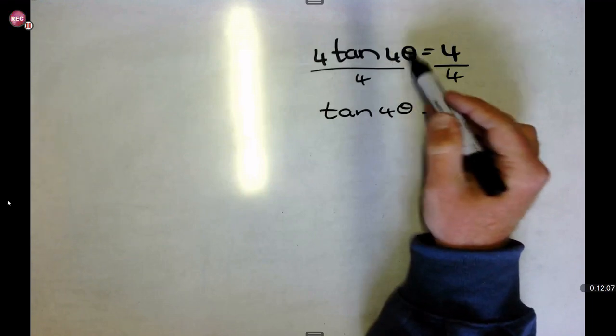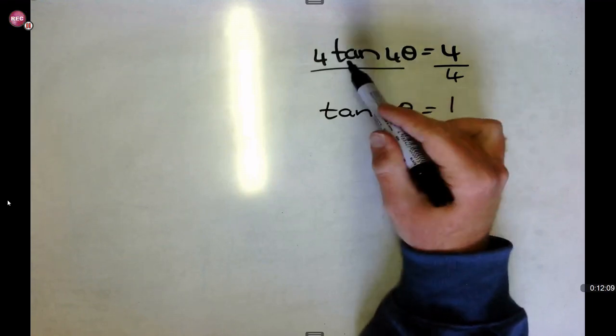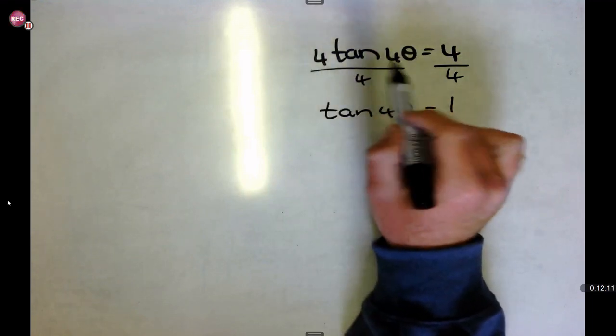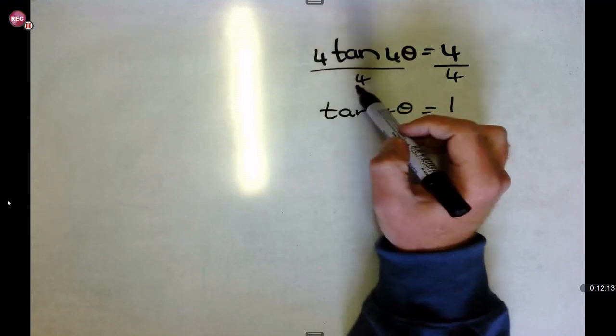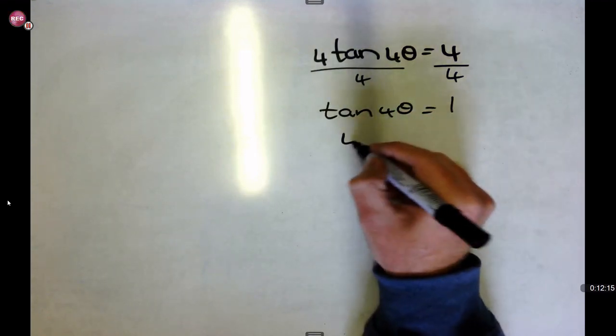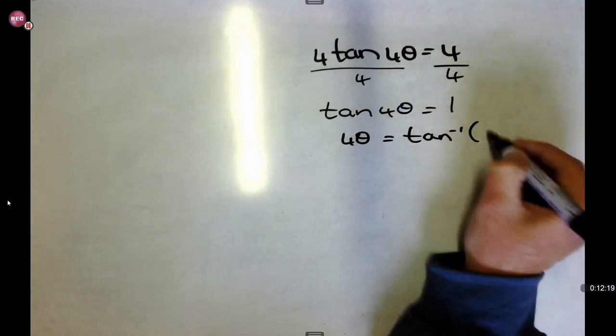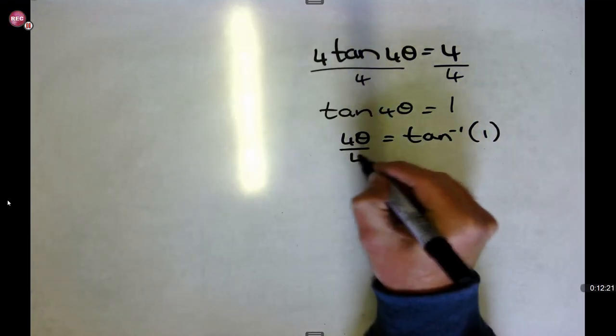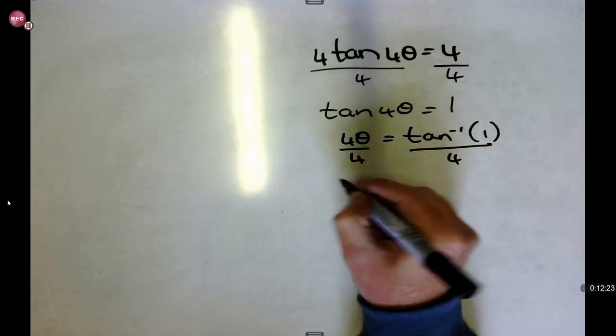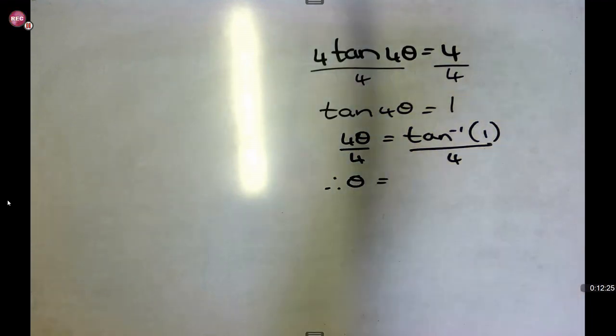Remember that the 4 belongs to the theta, not the tan. Okay, so this 4 won't be touched. You're only getting rid of this. Now move your function over. Divide both sides by 4. Therefore, theta would then be equal to the following.